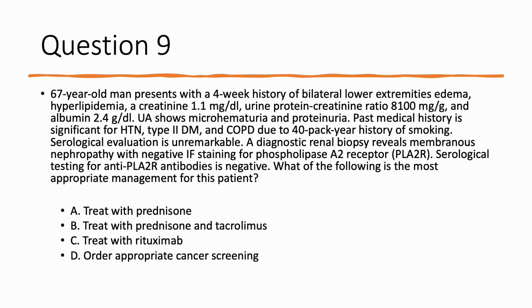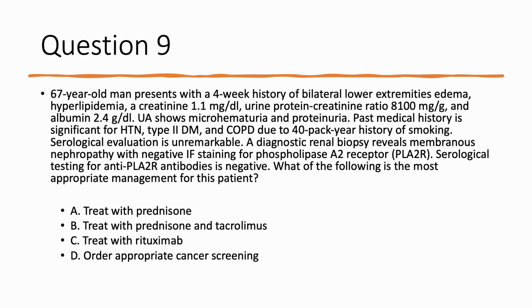Question 9. A 67-year-old man presents with a 4-week history of bilateral lower extremity edema, hyperlipidemia, a creatinine of 1.1 milligram per deciliter, and a urine protein creatinine ratio of 8,100 milligram per gram. Albumin is 2.4 gram per deciliter. Urinalysis shows microhematuria and proteinuria. Past medical history is significant for hypertension, type 2 diabetes mellitus, and COPD due to a 40-pack-year smoking history.